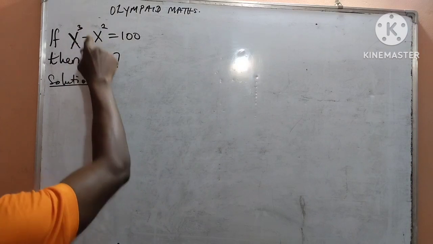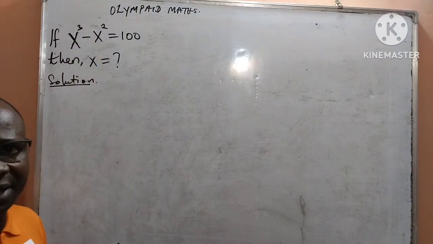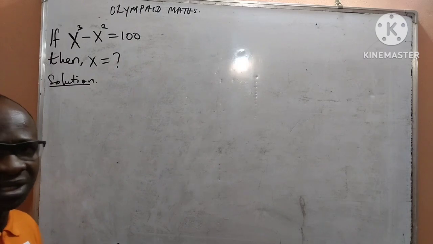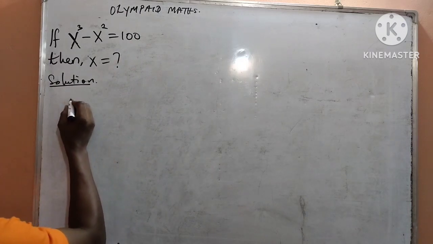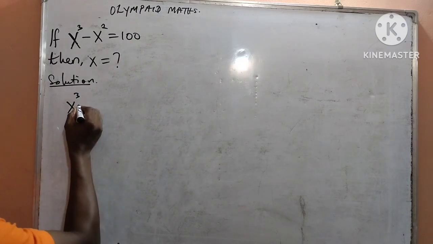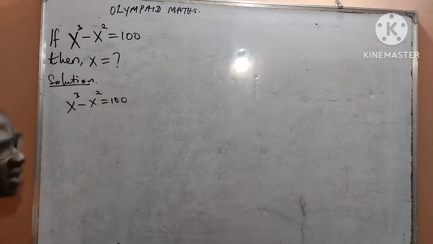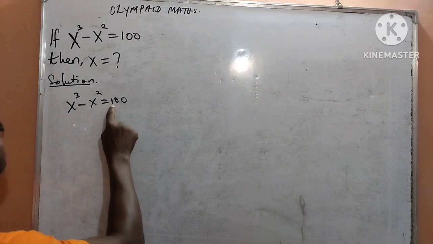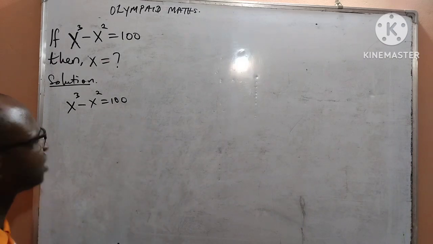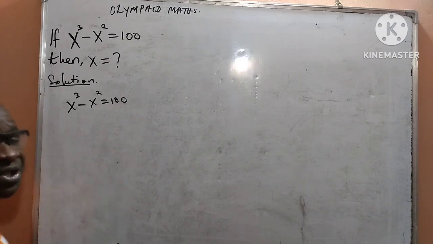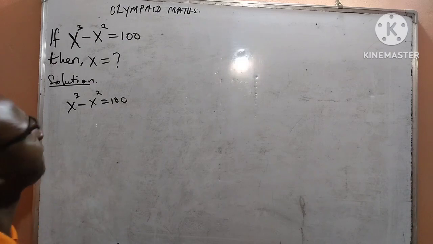Then, the solution to this question, in which we are expected to get the values of x. If x raised to the power 3 minus x raised to the power 2 is equal to 100, I want to have the question written down: x raised to the power 3 minus x raised to the power 2 equal to 100. I want to write the right hand side, which is 100, in the form that it is written by the left hand side.